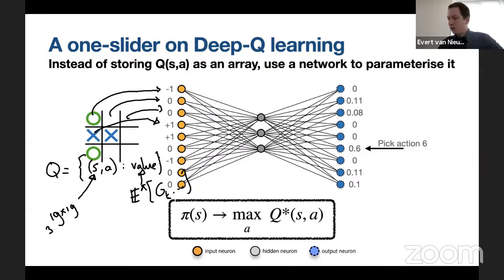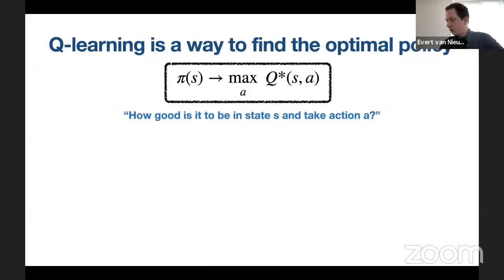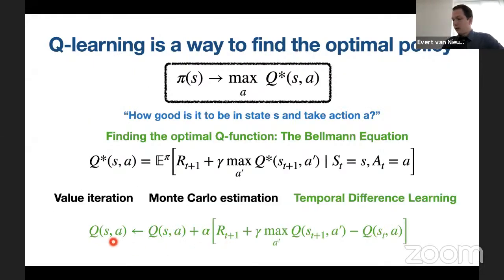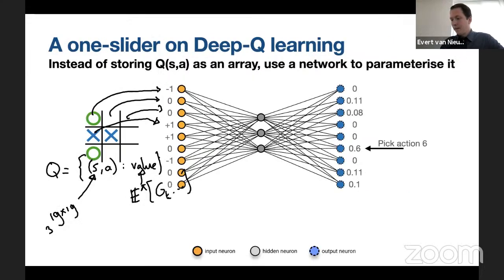And now updating the weights of this network, I'm sorry, now I have to go back here, is then done using such an update equation, which is more details on that next week, or if you ask me in the break. Make sense?